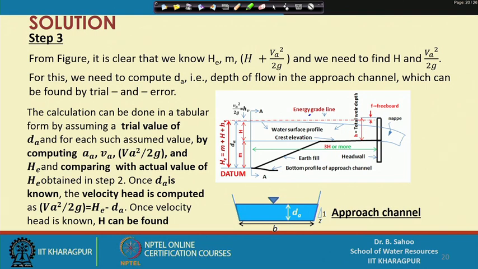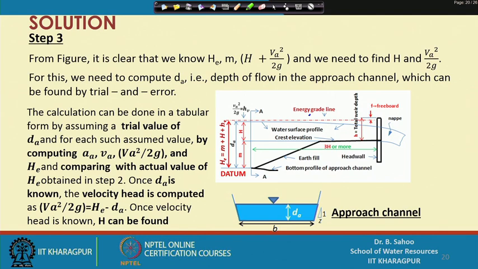The calculation can be done in a tabular form by assuming a trial value of dA, and for each such assumed value computing the area of the approach channel, the approach velocity, Va square by 2g, and the specific energy head, that is He, and comparing with the actual value of He obtained in step 2. Once dA is known, the velocity head is computed as V square by 2g, that is equal to He minus dA. Once the velocity head is known, H can be found out.